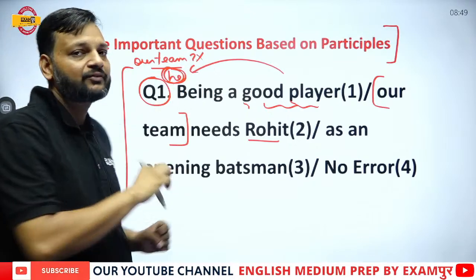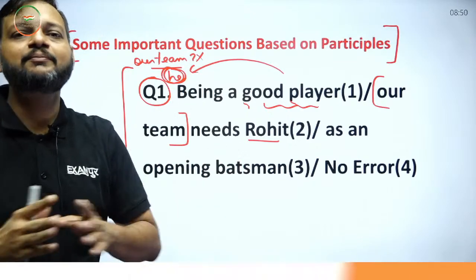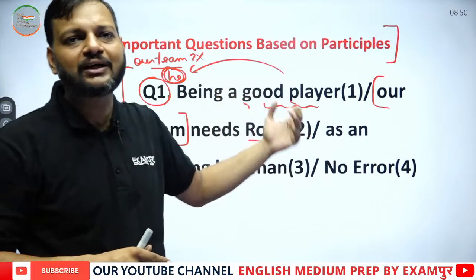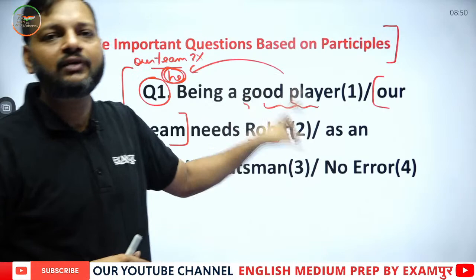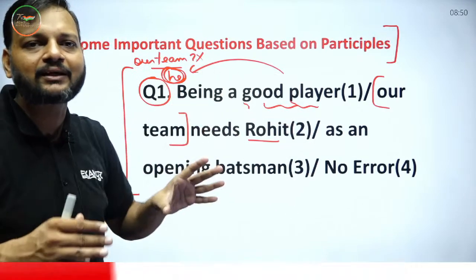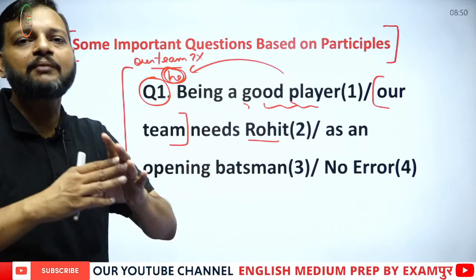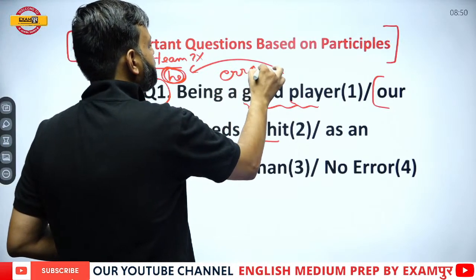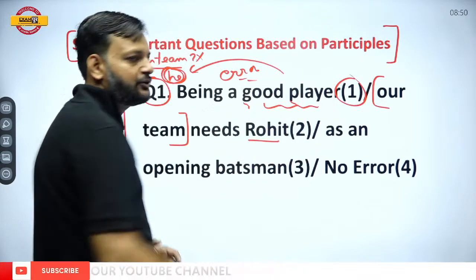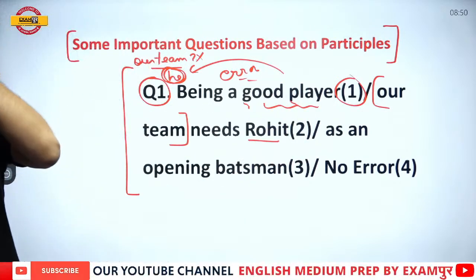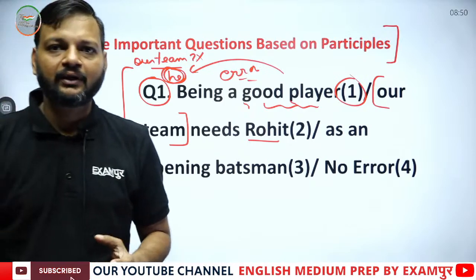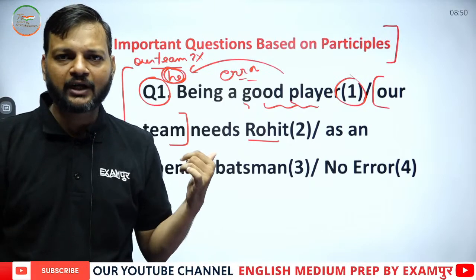That means subjects are misrelated. In the main clause the subject is our team, but in the first clause the subject is he. So subjects are misrelated. That means in this sentence the first part has an error. So solve these questions carefully. Pallab, did you get the point now?